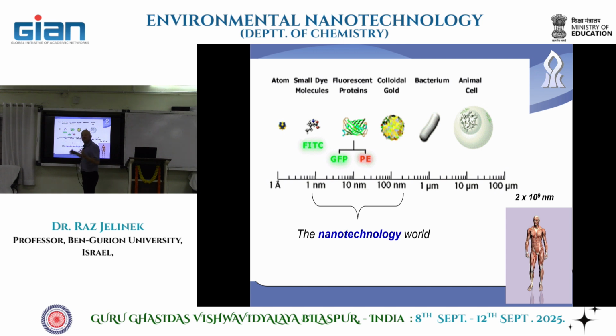And then we go into the chemistry world. This is a colloid of gold, a ball with lots of gold atoms. Here, we start with the nanotechnology world. Gold is about 100 nanometer. Proteins, about 10 nanometer. Small molecules, 1 nanometer, and that's the end of the nanotechnology world. Atoms, very small. They don't belong to nanotechnology.